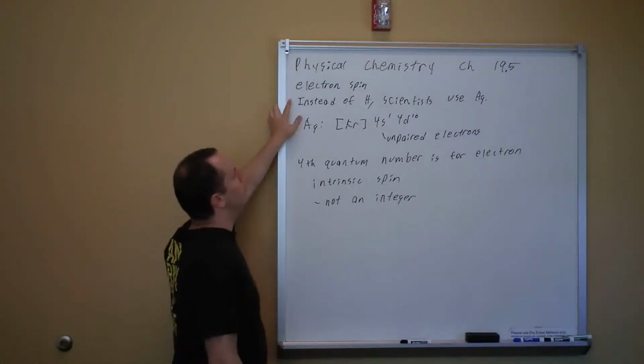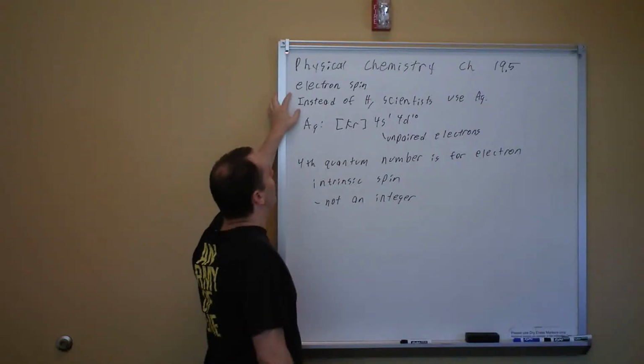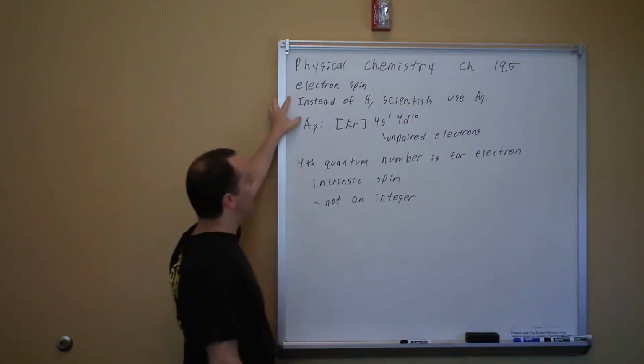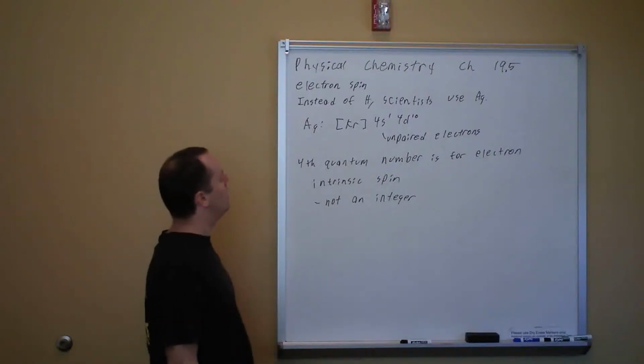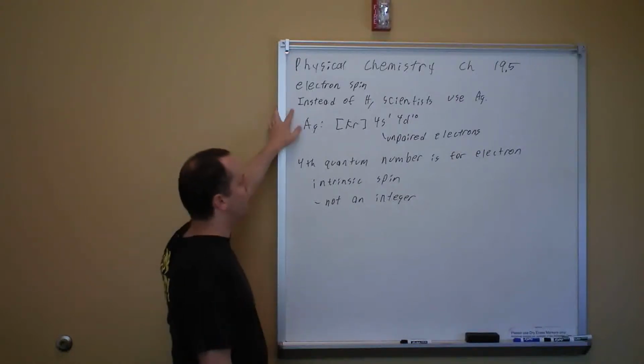Continuing on physical chemistry, chapter 19, we're in section 5 now. We mentioned before how in quantum mechanics there's two different types of angular momentum. One of them is the orbital angular momentum, which we've been talking about. Now we're going to talk about the electron spin.